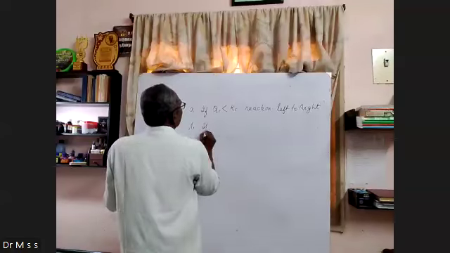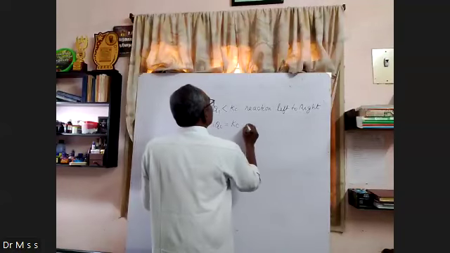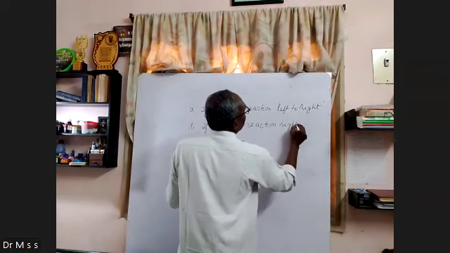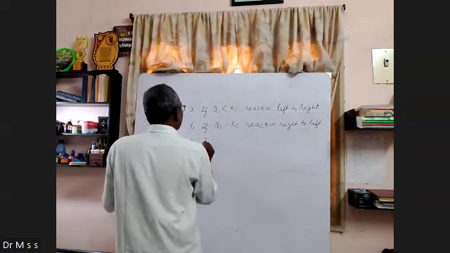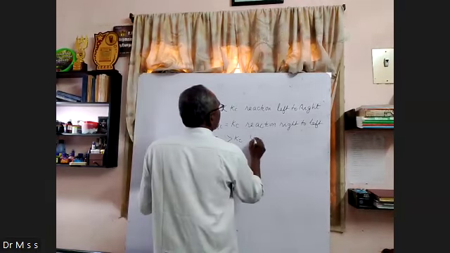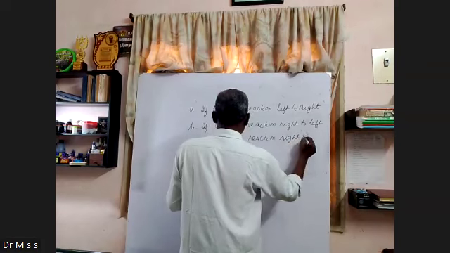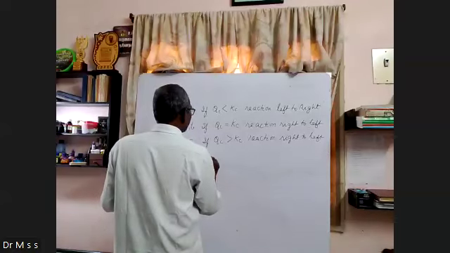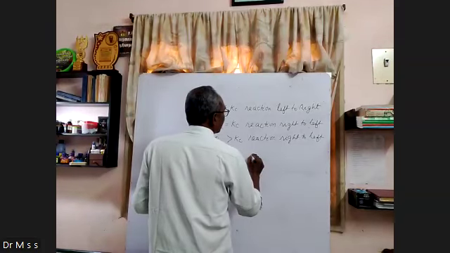B, if QC equal to KC, then reaction goes from right to left. C, if QC is greater than KC, reaction goes from right to left. D, if QC equal to KC, the reaction is in equilibrium.